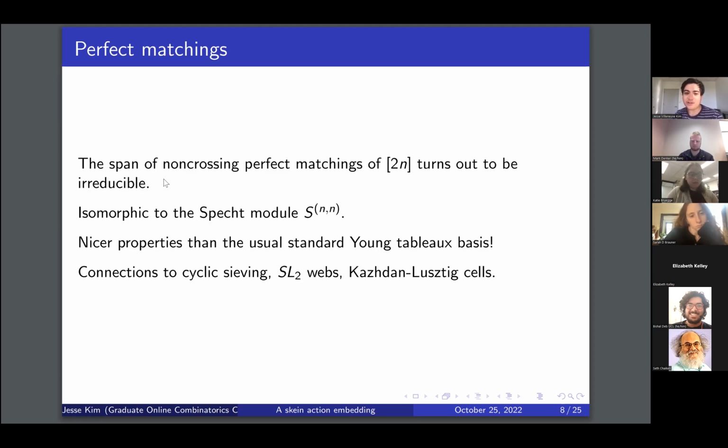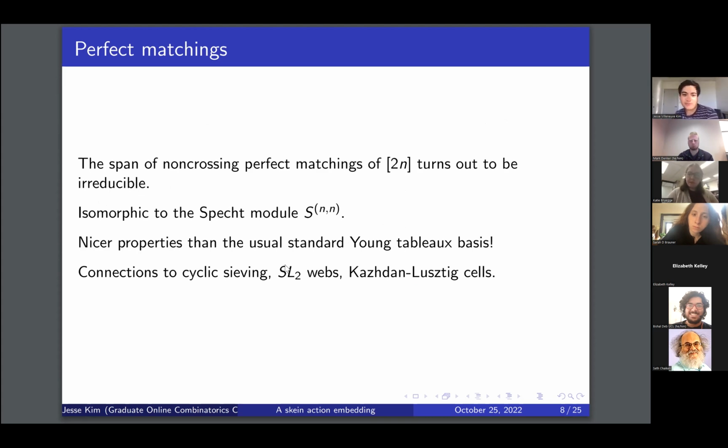If you act by any rotations, any reflections, you end up with just another basis element rather than a sum of basis elements. So that's why this matching basis might be more interesting than the Young tableau basis for the Specht module S^(n,n). Yeah, so it shows up in a variety of places.